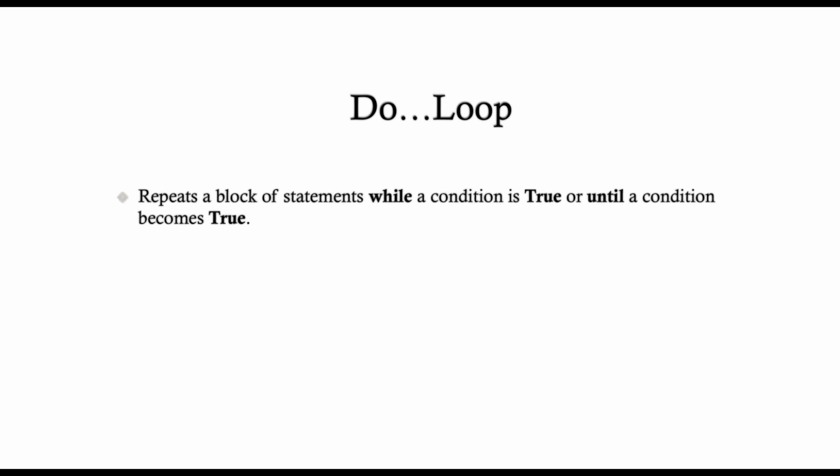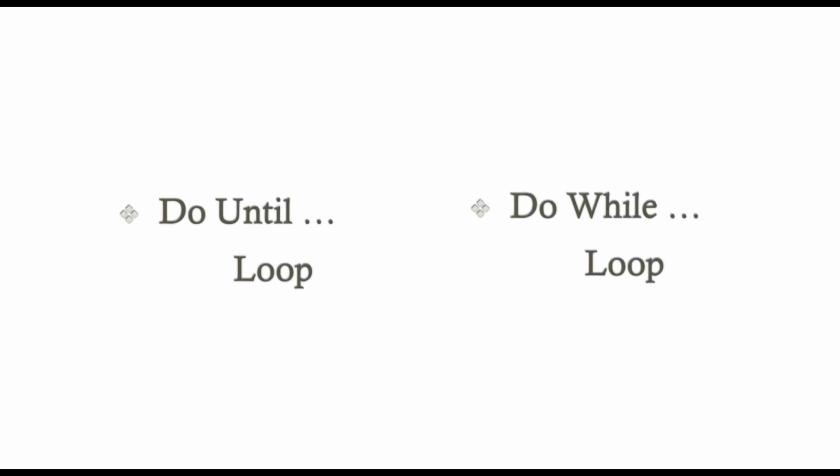The next loop we'll be covering is the Do loop, which will repeat a block of statements while a condition is true or until a condition is true. So there'll be two types of loops, a Do While or Do Until.